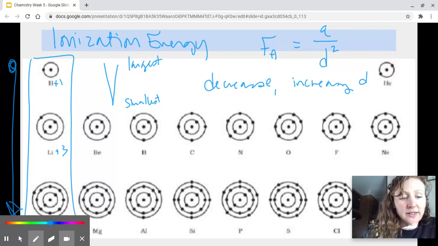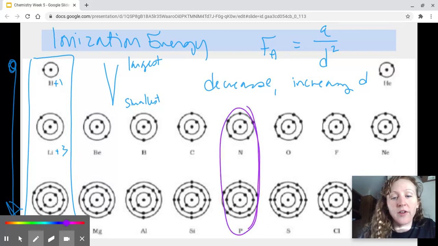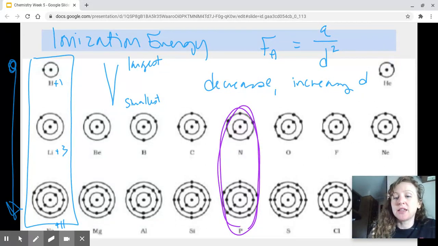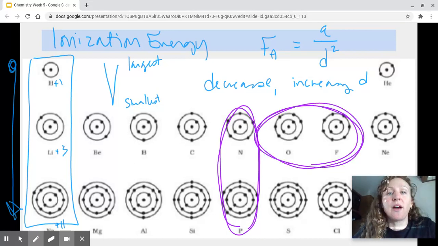Why don't we pause here and we can do a little check-in. Rank phosphorus versus nitrogen for me. Which of those is going to have a larger ionization energy? And then let's do oxygen and fluorine also. Which of those is going to have a larger ionization energy? Check in.